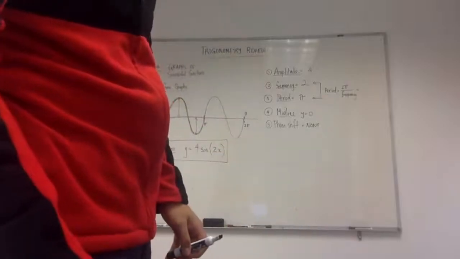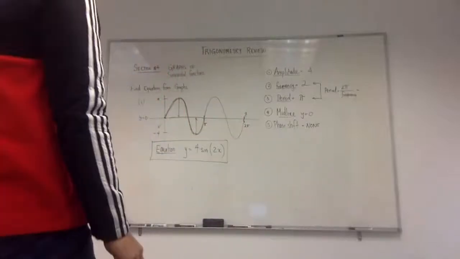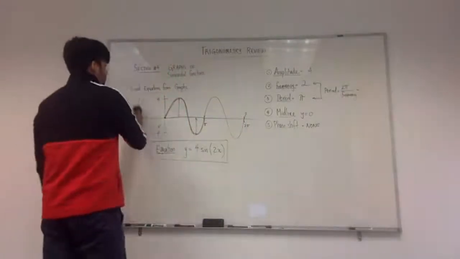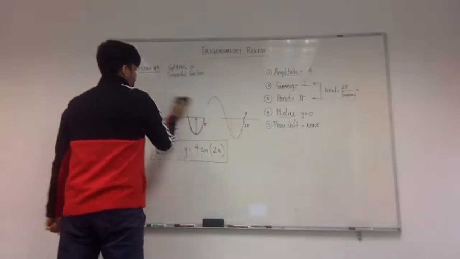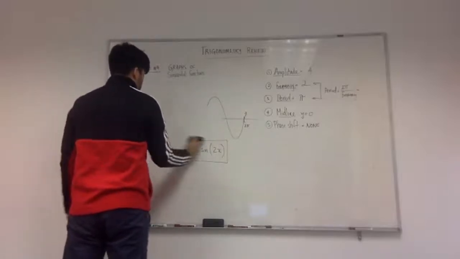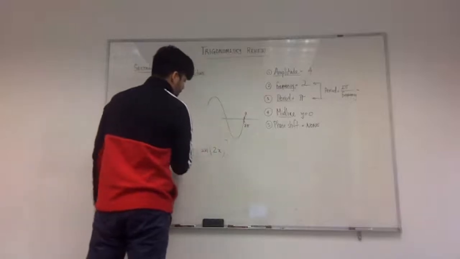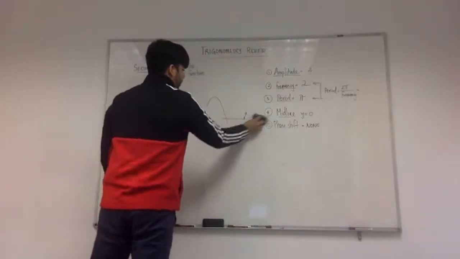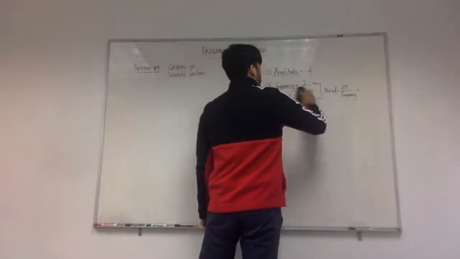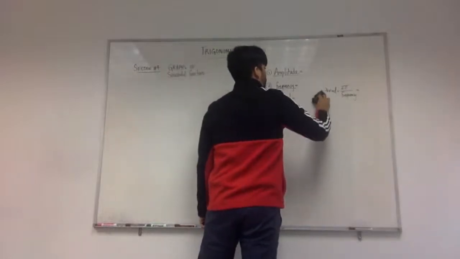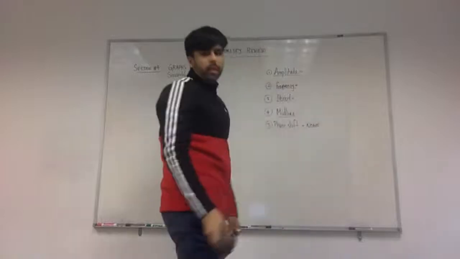So that is an example of finding the equation given a graph. Now let's look at the next one, because the next one seems a little bit strange. But don't worry, we can do this one.